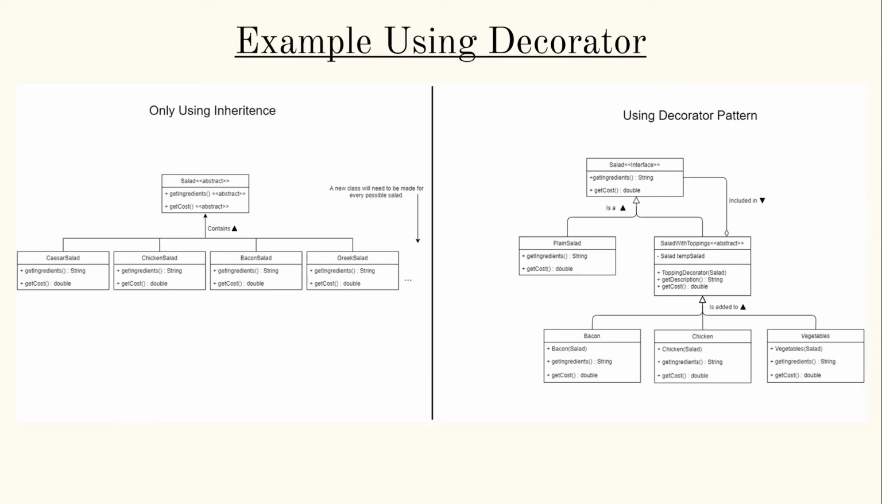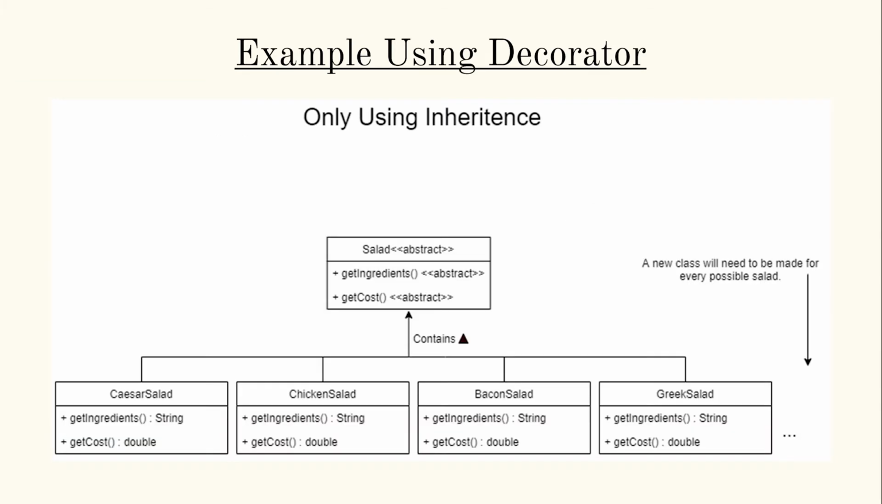Next, I'll be showing an example of only using inheritance versus using the decorator pattern. And here we'll be able to identify some of the advantages I talked about earlier. I'll be showing a SOLID program, but with only using inheritance, and then I'll compare it to using the decorator pattern. Starting at the top, we can see we have the SOLID abstract class, which gets inherited by the subclasses. As we can see, each subclass has its own get ingredients and get costs.